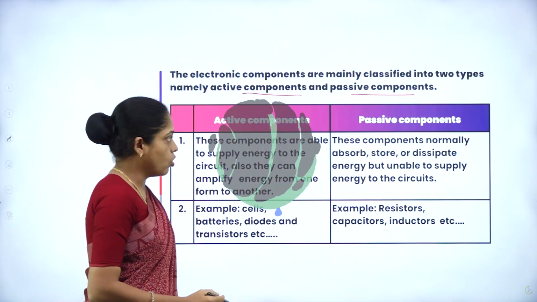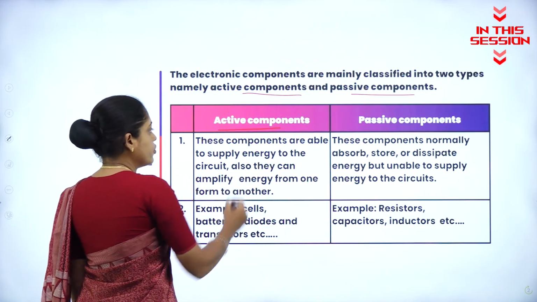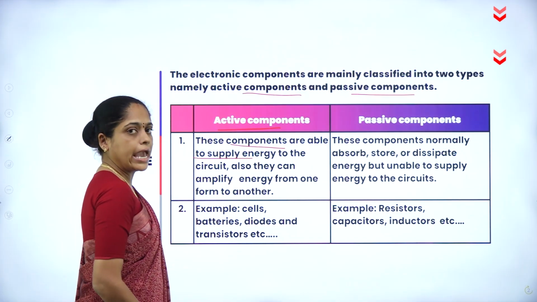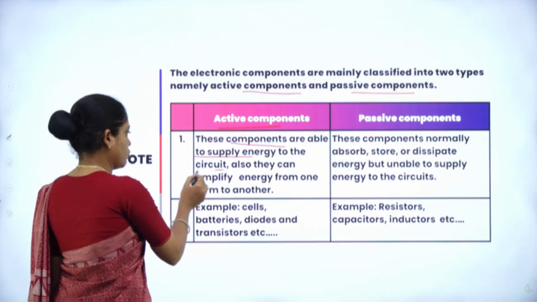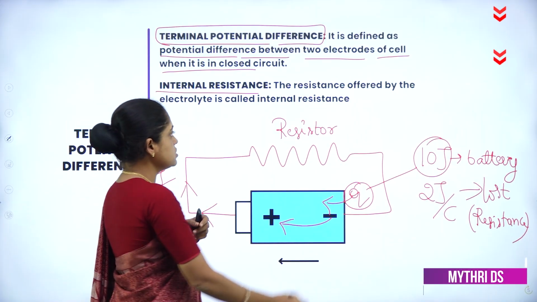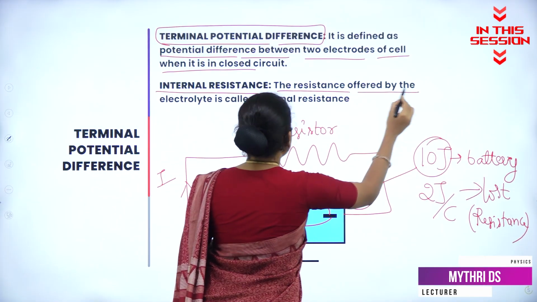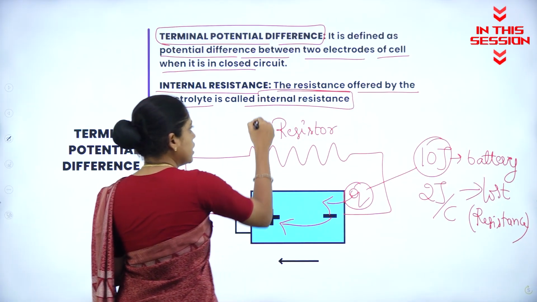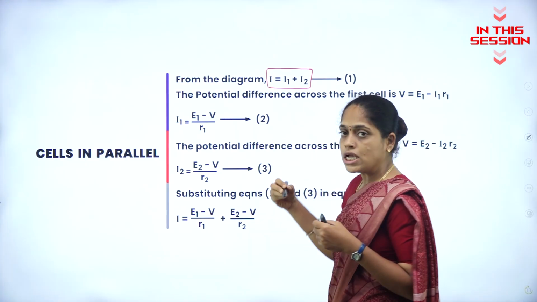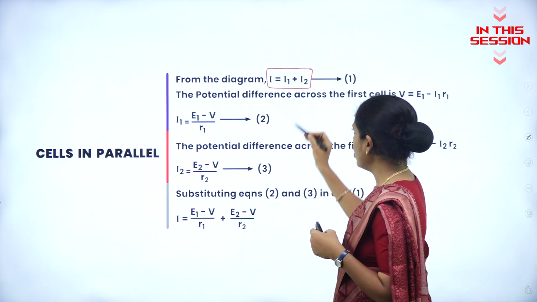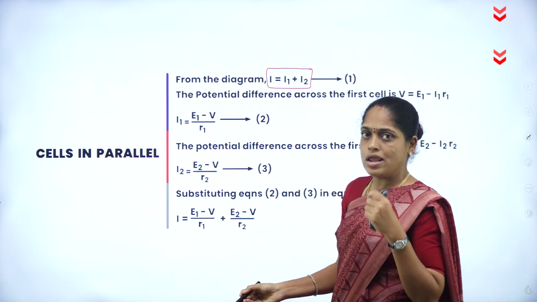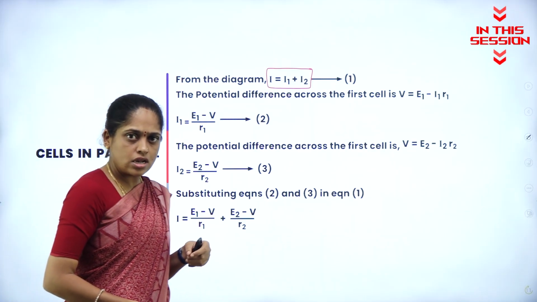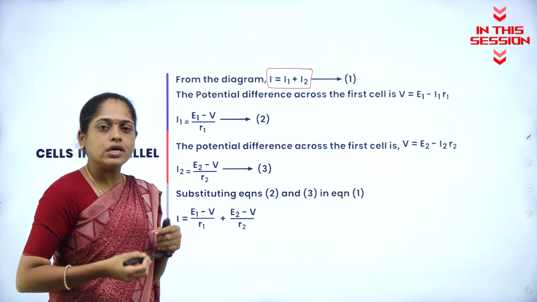What are active components? Active components are the components which are able to supply energy to the circuit. What is an internal resistance? The resistance offered by the electrolyte is called internal resistance. Total current is equal to I1 plus I2. In parallel combination, current divides, and in series combination, voltage divides.